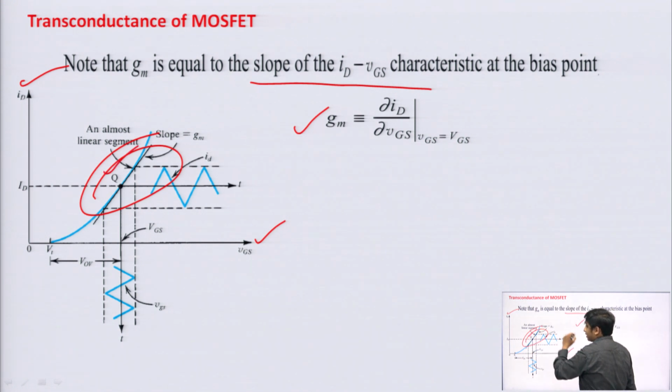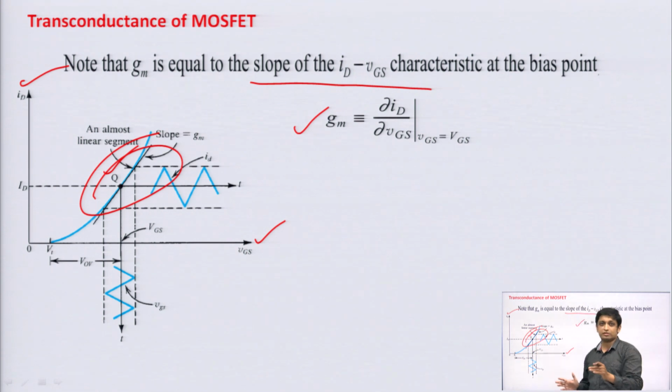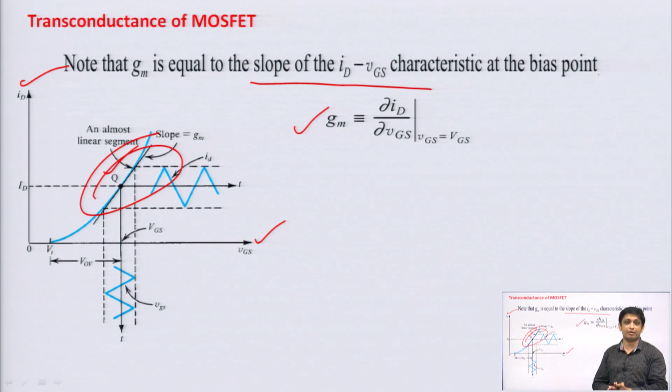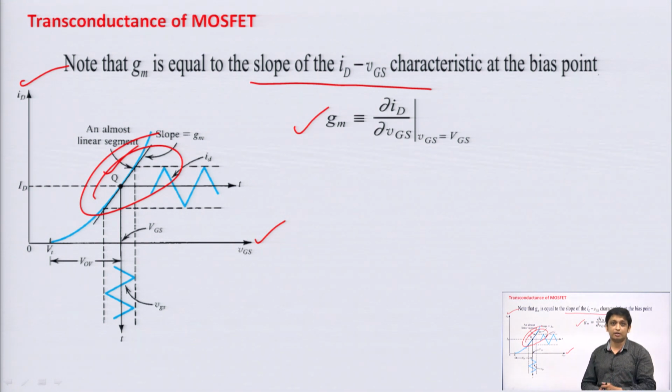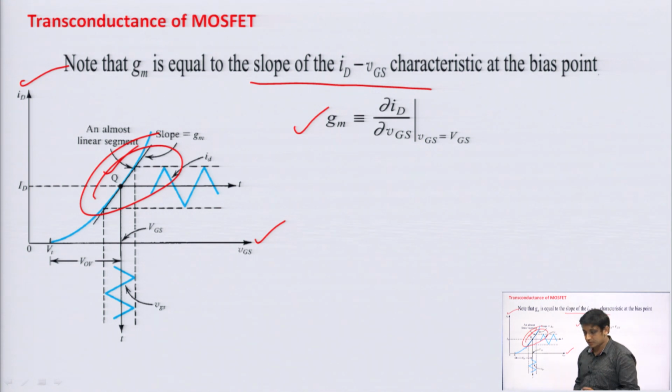Again, this Q point is very important, it should be in the middle of the saturation region for the MOSFET, because the MOSFET works as an amplifier there, and we do it with the help of biasing that I had discussed in lecture 7, the biasing of MOSFET circuits, fine.